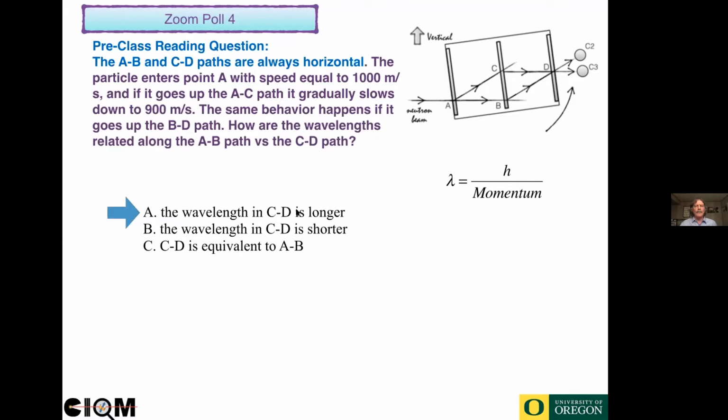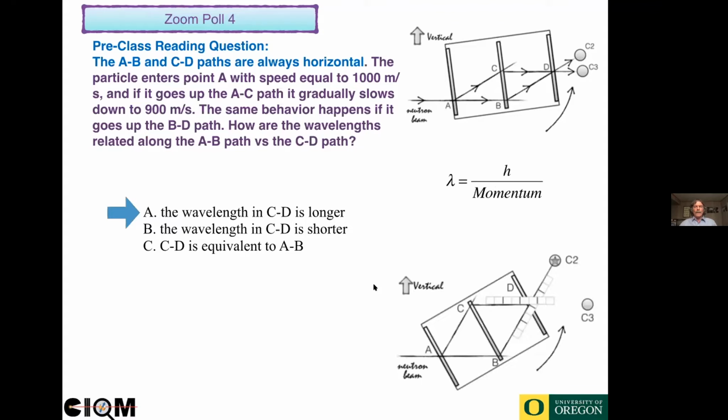CD, maybe I have the answer here wrong. So think through this with me. CD path, the particle is traveling slower. Momentum is proportional to speed. So momentum is smaller. So wavelength is longer, greater. So this is correct. A is correct. Wavelength is longer here and it's smaller here. Cool. Okay. So you can see what's going on then.